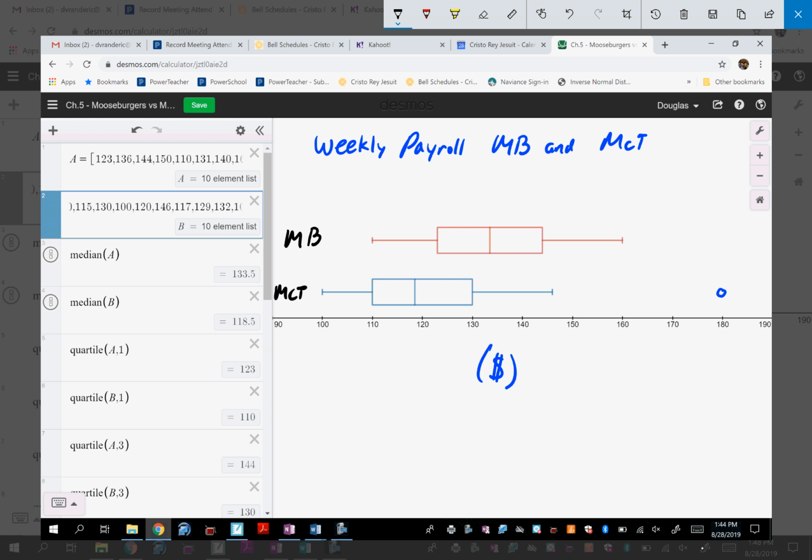All right, and that's why we've been talking about the median, because once I see an outlier, should I be talking about the average? No, the average is going to be completely changed by that outlier. So for part C, I'm going to write, I want to work at Moose Burgers because the median payroll value, the median wage at Moose Burgers is higher than the median wage at McTofu.